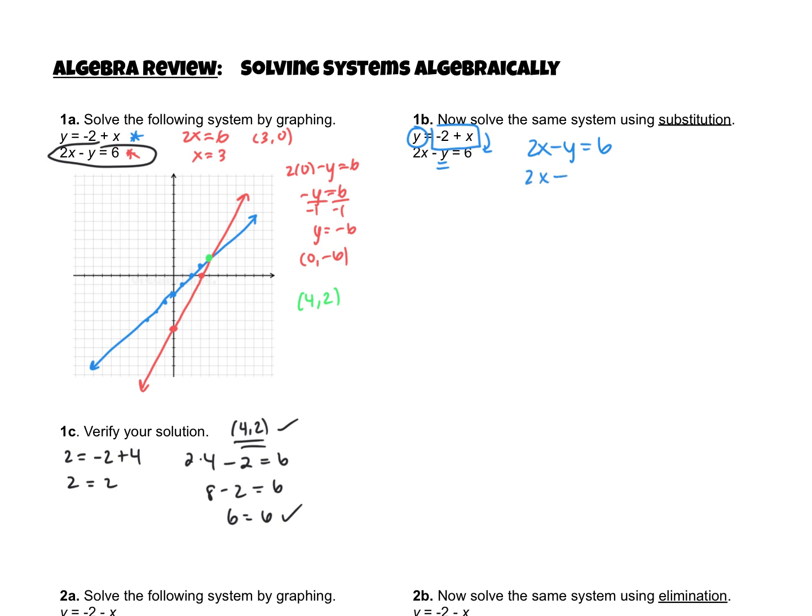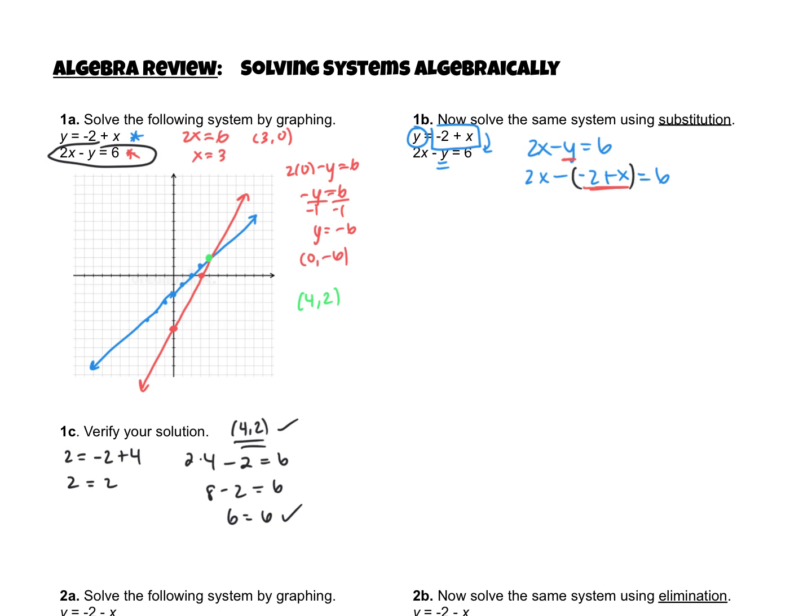But we know that y is negative 2 plus x. So what I'm doing is replacing this y with negative 2 plus x. And then we still have equals 6. There is an issue right now, and I've seen an issue like this before. What is the issue? Okay, we absolutely have to have parentheses. There have to be parentheses there.